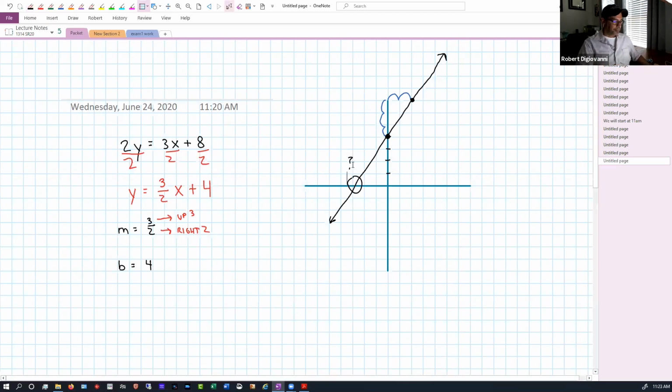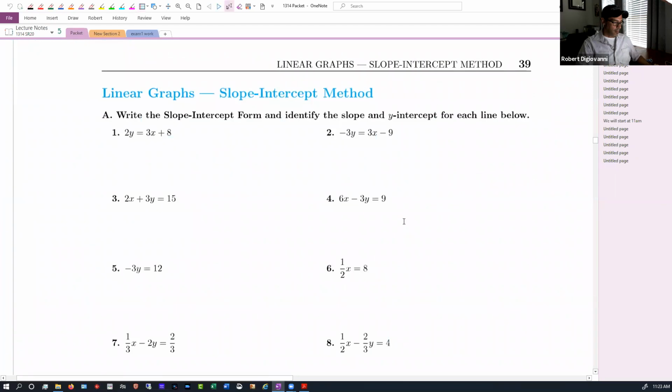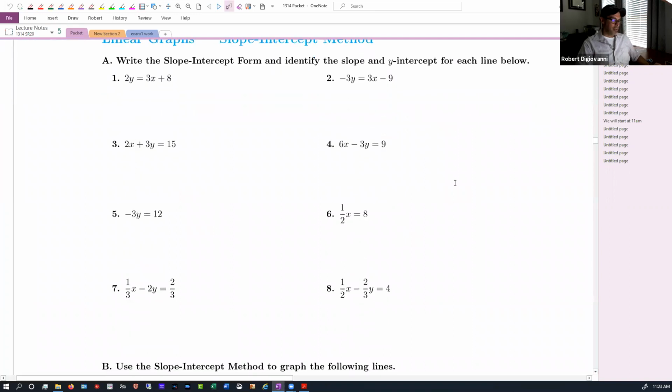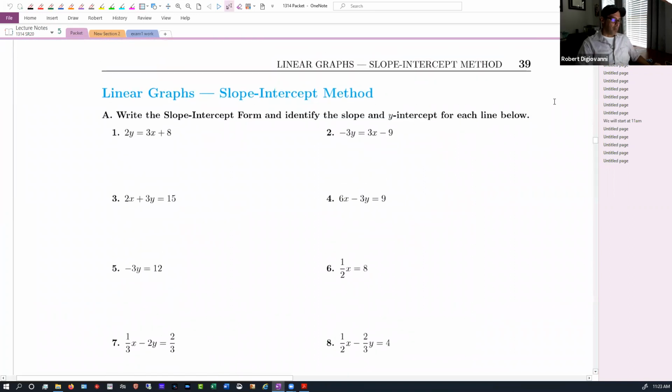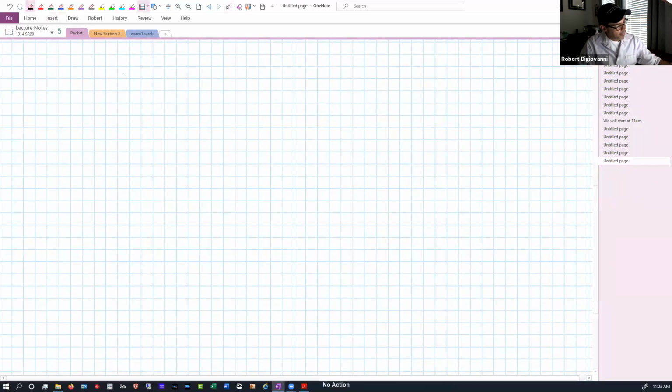Let's do another one. Let's do 6x minus 3y equals 9. Okay, this is definitely not in slope-intercept form. This is in standard form. So let's switch it over to slope-intercept form.